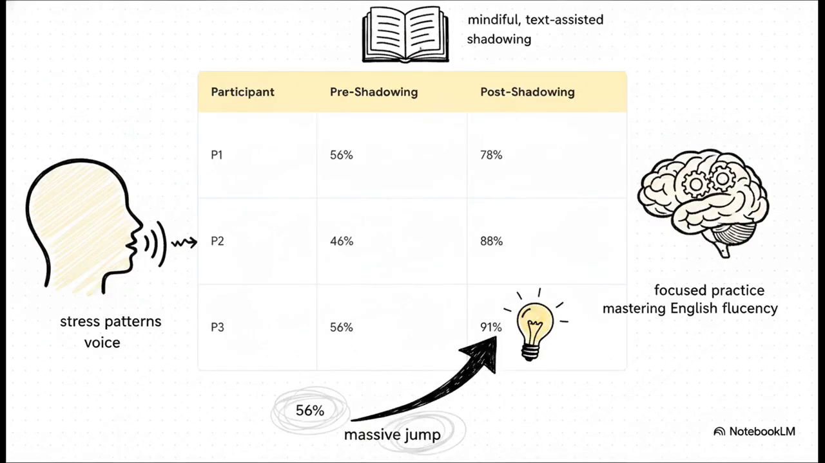Furthermore, a pilot study in Myanmar tracking stress patterns showed incredible leaps in accuracy once students transitioned from blind repetition to mindful, text-assisted shadowing. For instance, one participant jumped from just 56% accuracy on their first try all the way to 91% on their last try. That is a massive jump in their ability to correctly stress words purely from this focused practice.